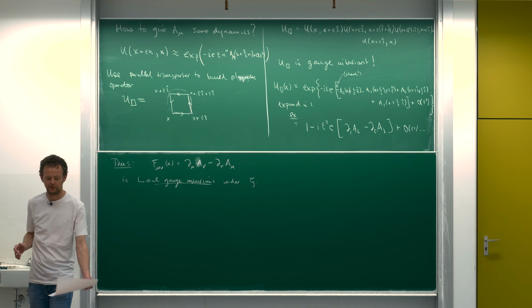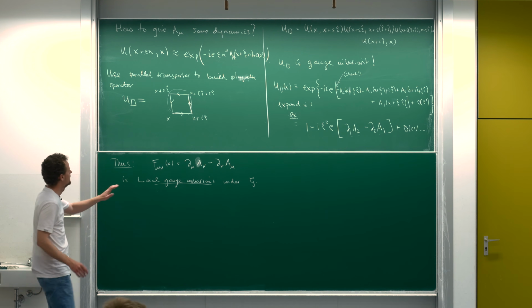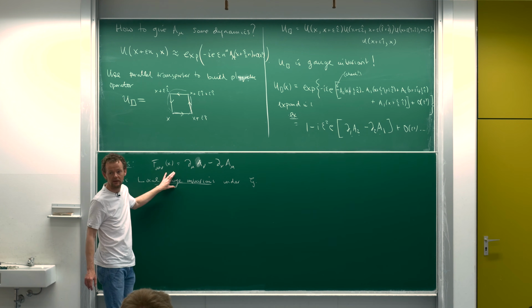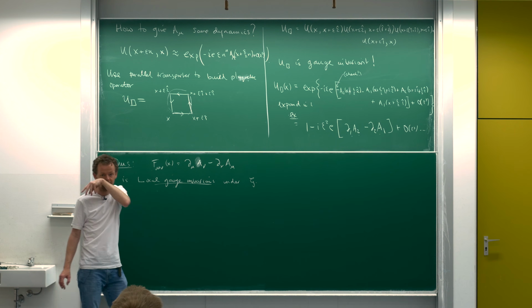So we've almost done everything we want. We found an object which is invariant under the gauge but has derivatives in there, so A could have some dynamics.